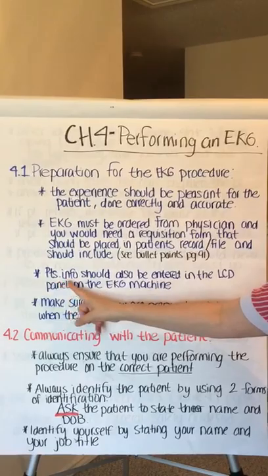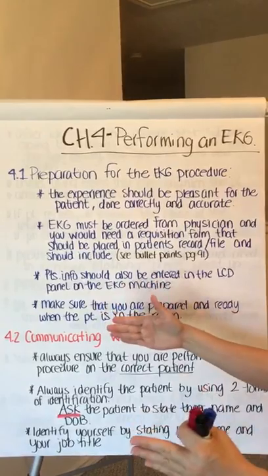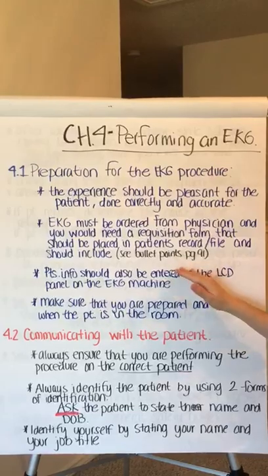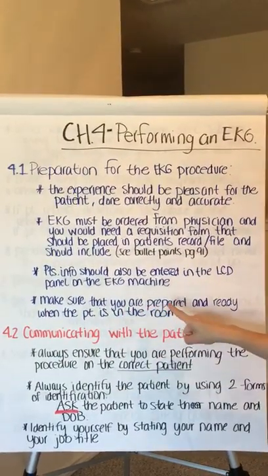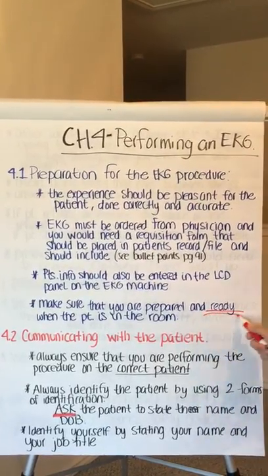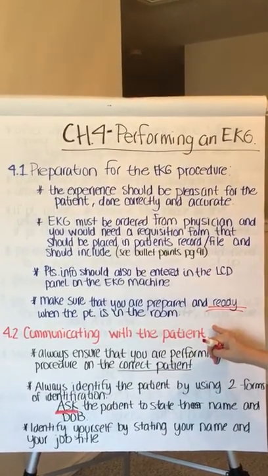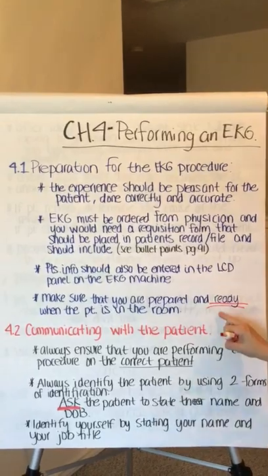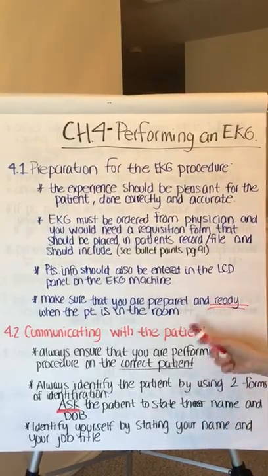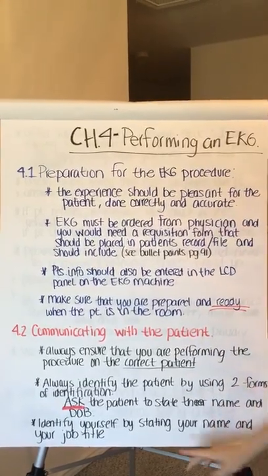You also need to have the patient's information entered in the LCD panel on the EKG machine. So when we get the machine, we need to enter the patient's name, so when that strip prints out, you have the patient's name. You need to make sure that you're prepared and ready when the patient is in the room. That means have your materials ready. Have the paper, the EKG machine, the electrodes, and the wires. If you're not prepared, the patient's just going to be waiting and the physician can get upset. Okay, so let's keep going.